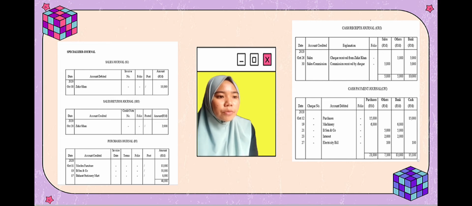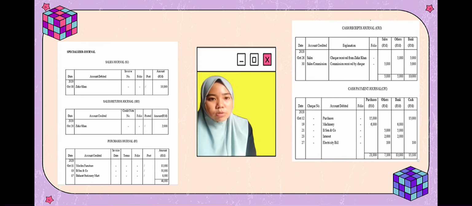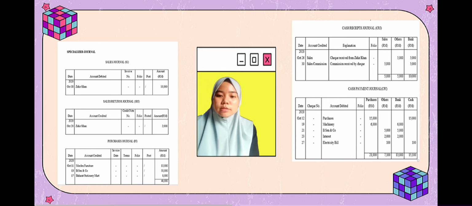On 27 October, electric bills from others 100 and cash is also 100. So purchases for the cash payment journal is 21,000, others 7,100, from bank 13,000, from cash 1,500 and 15,100.